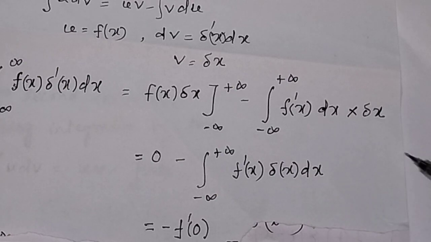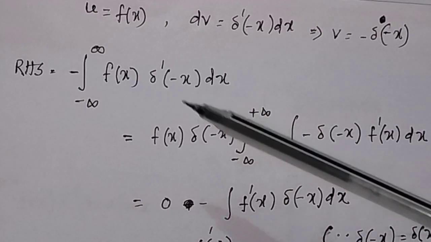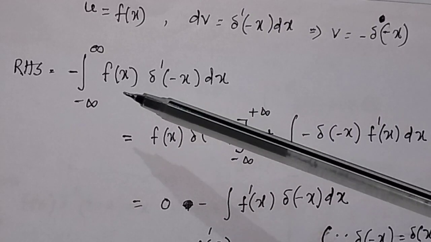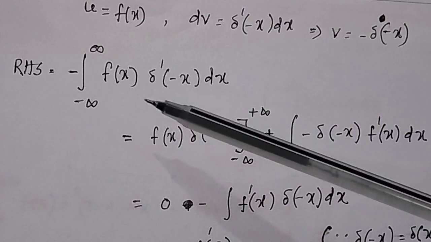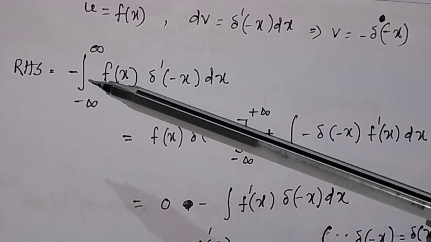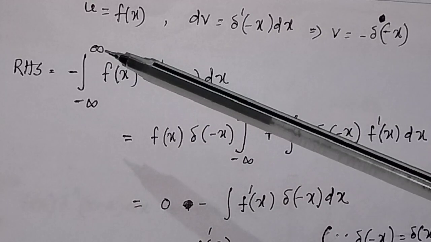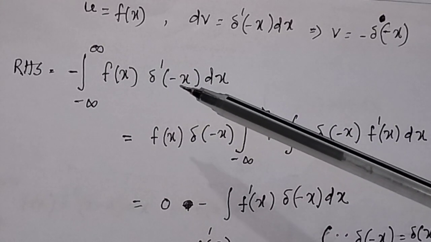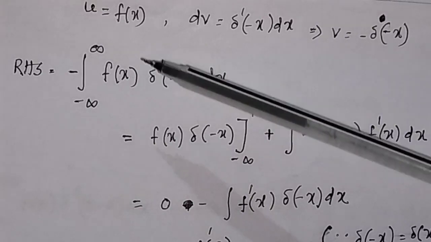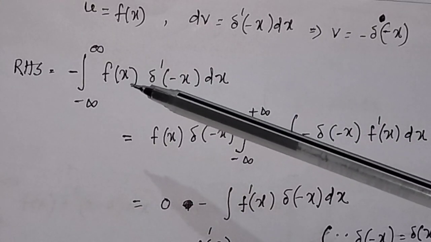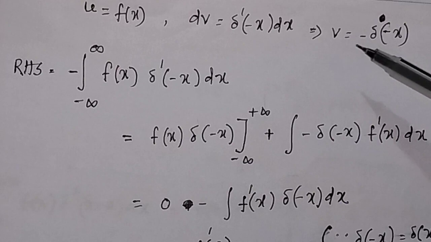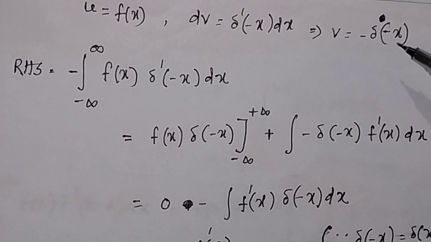Now I will prove it from the right hand side. In the right hand side you have minus delta dash minus x. So I have written this using the definition of the delta function, minus the integration from minus infinity to plus infinity of f x delta dash minus x dx. Here you have to take u equal to f x and dv equal to delta dash minus x dx. So v will be equal to minus delta minus x.